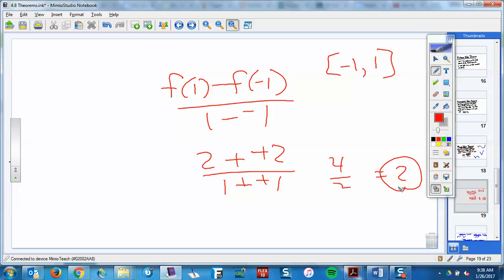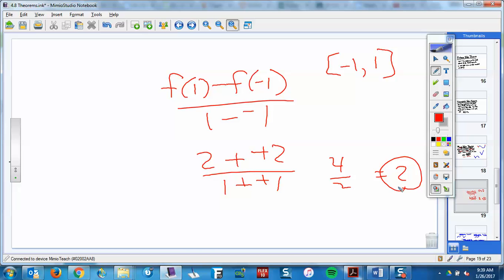And they didn't even ask you to find it, I don't think, did they? They gave it to us. No. Yeah, did they say where it was or something? They gave you the 2, but they didn't say what x value. They just said, explain why there has to be a point in there that has a slope of 2, and it's because of this, right? So you needed to do that.